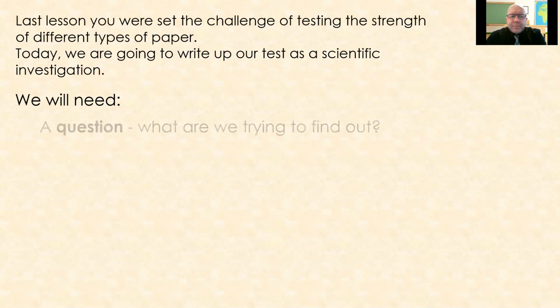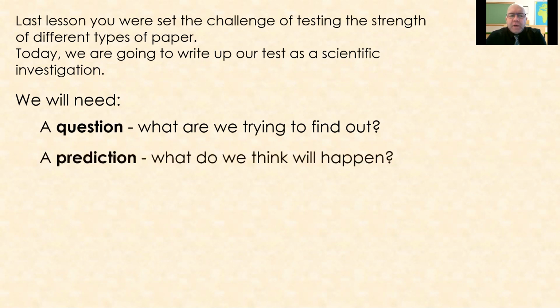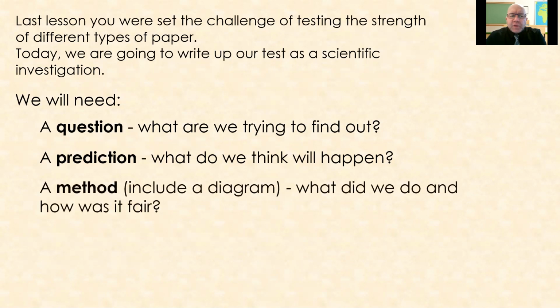We're going to need a question. So what were we trying to find out in our investigation? We need a prediction. Hopefully you made that before starting your test. What did you think was going to happen? We need to explain our method. What did we actually do? What did our test look like? Okay. And how did we make it fair? Now, scientists will often include a diagram in the method. This helps the reader understand what's going on and picture the test.